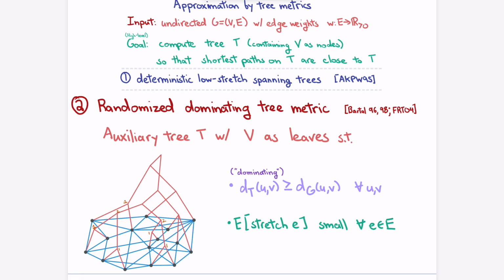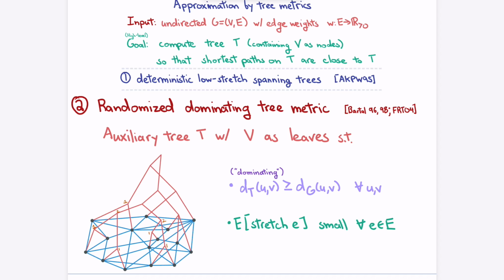Okay, so if I want to approximate the distance from this vertex or this vertex, I will follow the auxiliary tree. Now we're going to make sure it'll come out naturally in the algorithm that the distances in the tree are always dominating the distances in the graph.